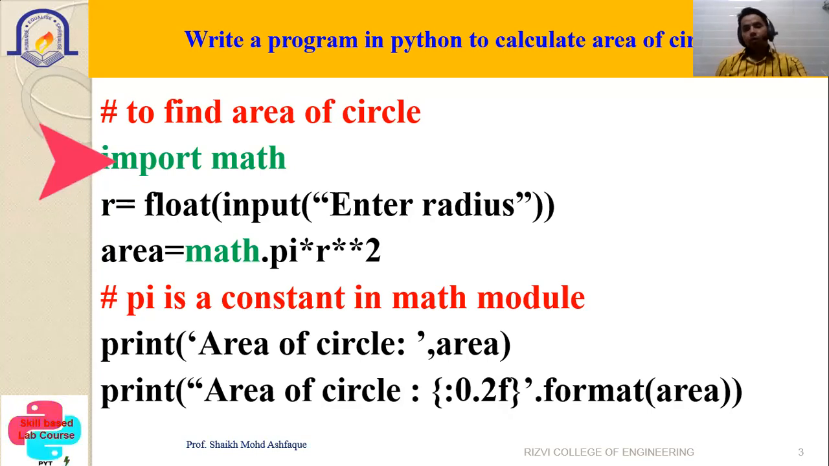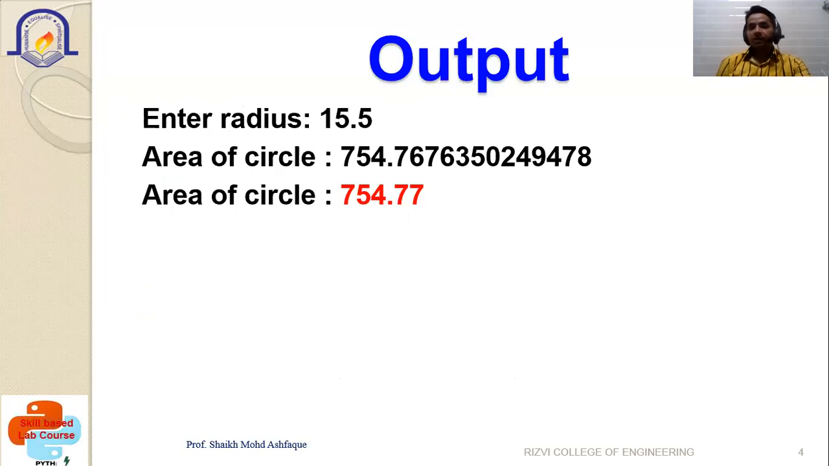As you can see in the output here, enter the radius. We have entered the radius 15.5. Then the area of the circle is displayed. Now this value is very large, 754.7676 etc. But if you want to reduce that value to a limited number of digits, you can see it in the red color as 754.77. We want to limit it.